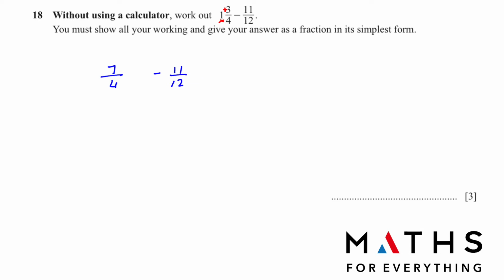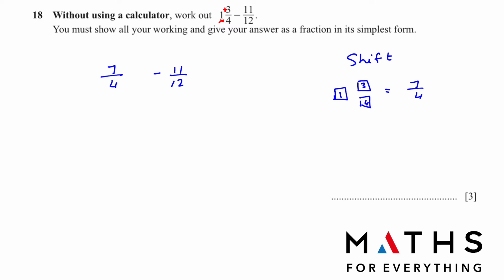There's another way for those children who sometimes forget or don't know how to change it into an improper fraction. In the calculator, press Shift and then you press the fraction box. So you press Shift and the fraction box, you will get 3 boxes. Write the numbers here, 1, 3, and 4. Press the equal sign and you will get 7/4.